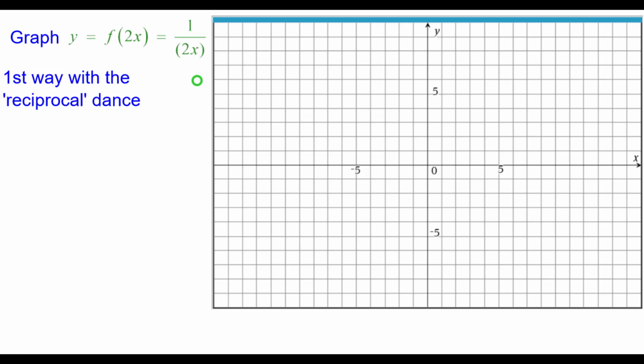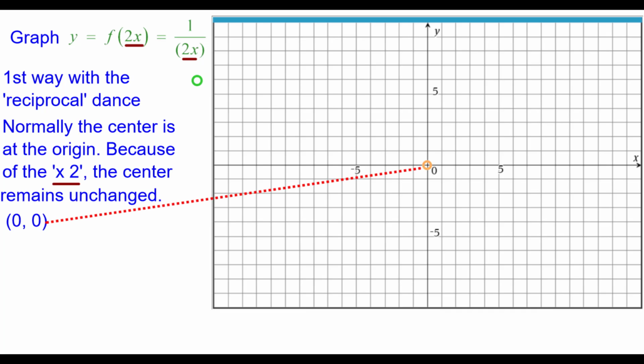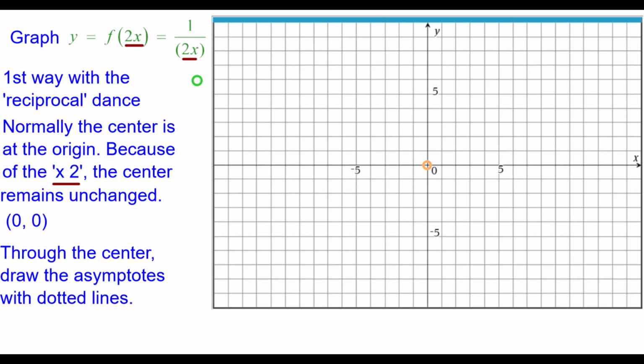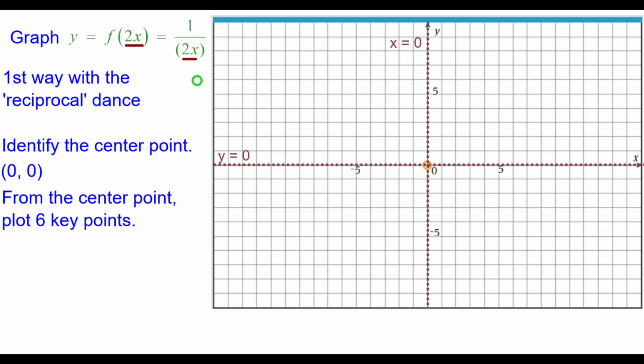Press pause as needed anytime during this video. The first way is with what we call the reciprocal dance. Normally the center of the hyperbola is at the origin, but because of the times 2 inside the function, the center remains unchanged. So we'll plot that at 0, 0 with an orange circle. That is not part of the graph though. Through the center, draw the asymptotes with dotted lines. So the x-axis and the y-axis are asymptotes for this hyperbola.